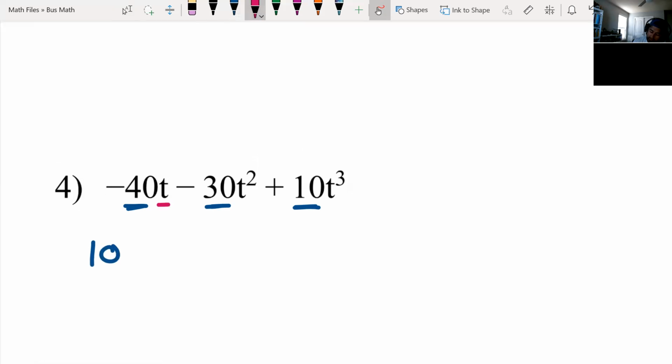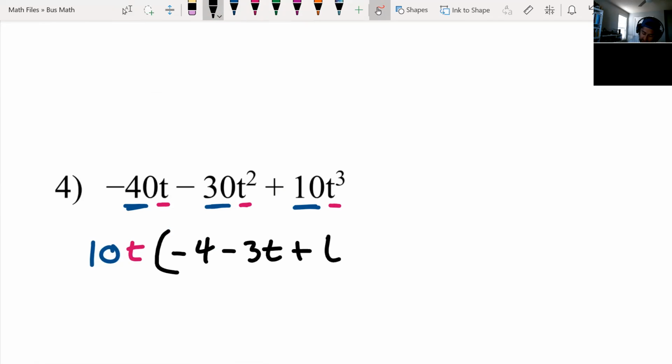And then you look at t, t squared, t cubed. What's the biggest power of t you could take out? Or the smallest? Just a t. So if I factor that out, what am I left with? Negative 4 minus 3t plus 1t squared, right?